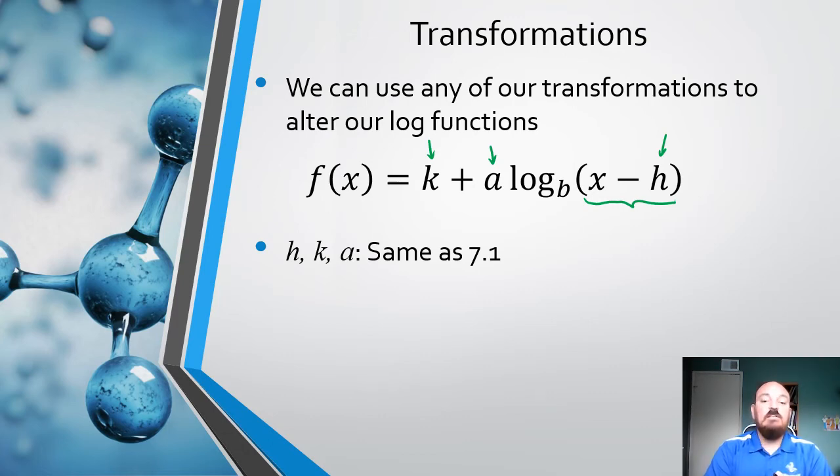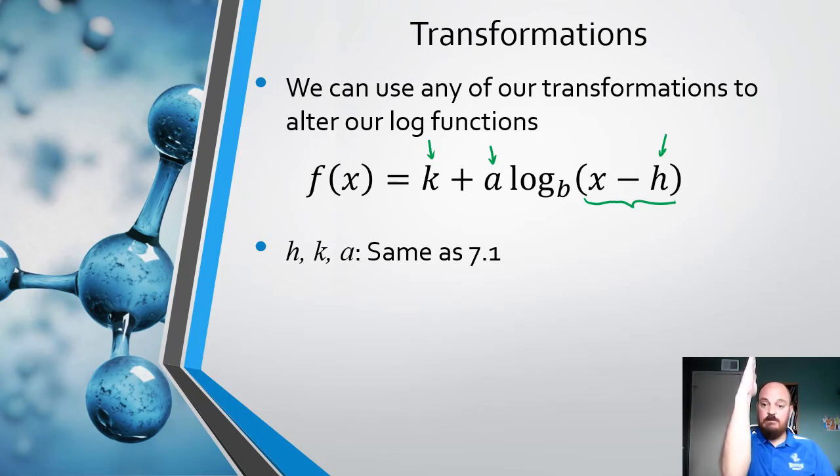Now the one key difference, remember with 7.1, when we did an exponential graph, we said the only transformation that will ever move the asymptote is a shift up or down. The reason for that is with an exponential graph, you have a horizontal asymptote. So imagine a line like this. If I take a horizontal asymptote and I shift it left or right, it's still the same line. But if I shift it up or down, it moves.